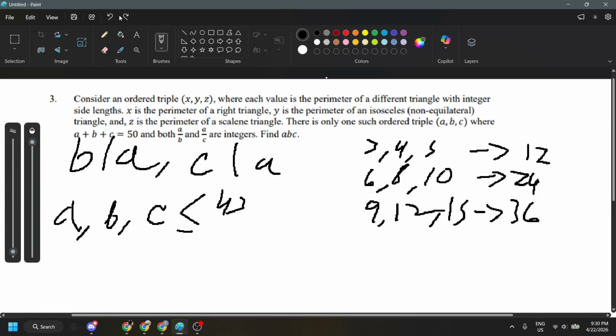Okay, well, y is the perimeter of an isosceles non-equilateral triangle, and z is the perimeter of a scalene triangle. How do we figure this out? I think going with the right triangle is the way to go, because isosceles perimeter can be anything, scalene perimeter can be anything.